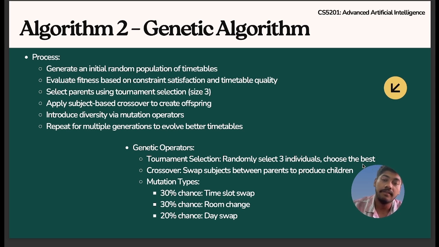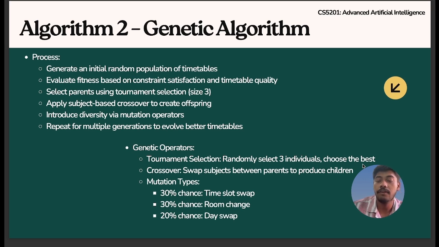The second one is we evaluate their fitness based on constraint violations and quality metrics. We select the best timetables as parents, and after that, we create new timetables through crossover and mutations. These are the two important functionalities of the genetic algorithm, and we repeat this process for multiple generations until we get the best results. The genetic operators we have implemented include a few things.